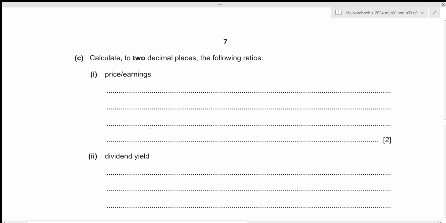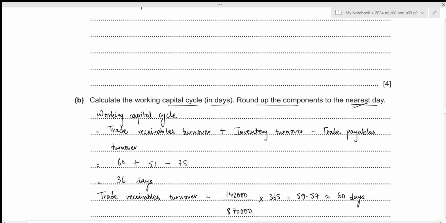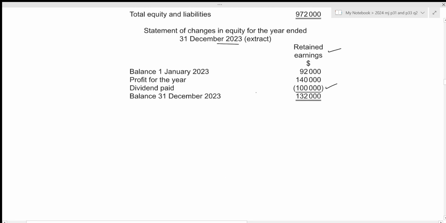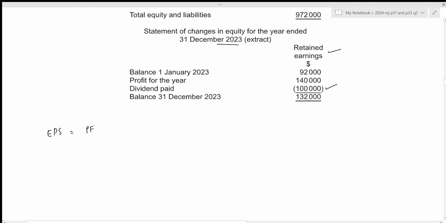We need to calculate to 2 decimal places the following ratios. The first one is price earnings ratio, and the formula is pretty simple: market price per share divided by the earnings per share. Okay. Let's take a look above. We have been given the market price per share to be 2.56. Now for the earnings per share, the formula is pretty simple. It's just going to be profit for the year divided by the number of ordinary shares. We have been given the profit for the year right here, which has a value of 140,000.